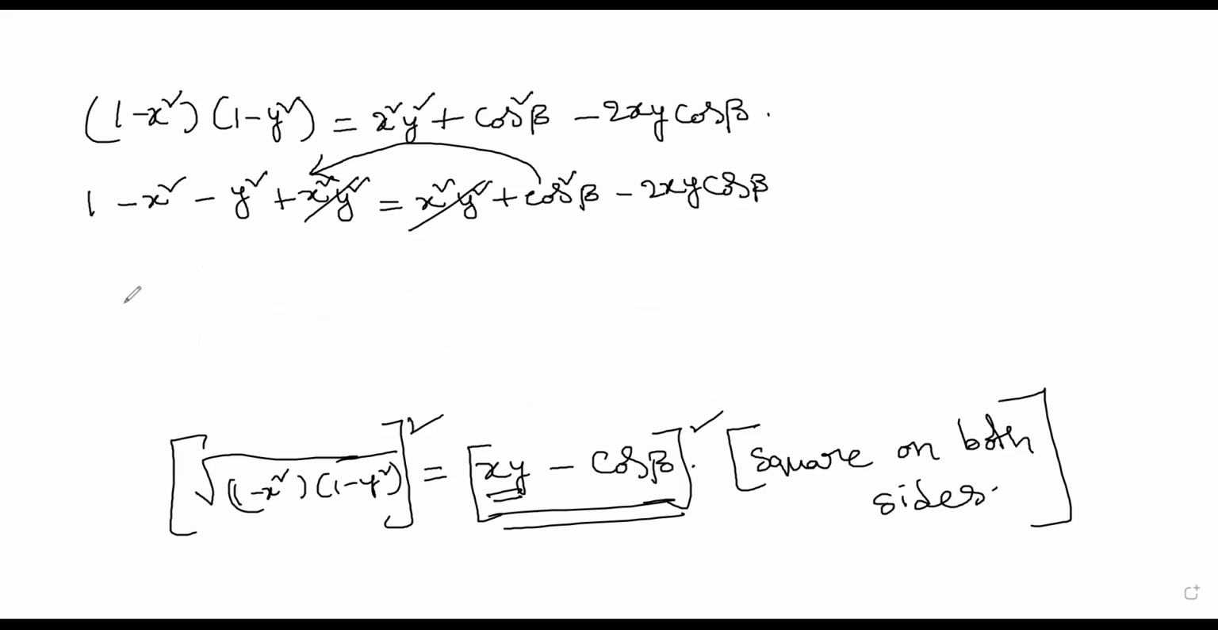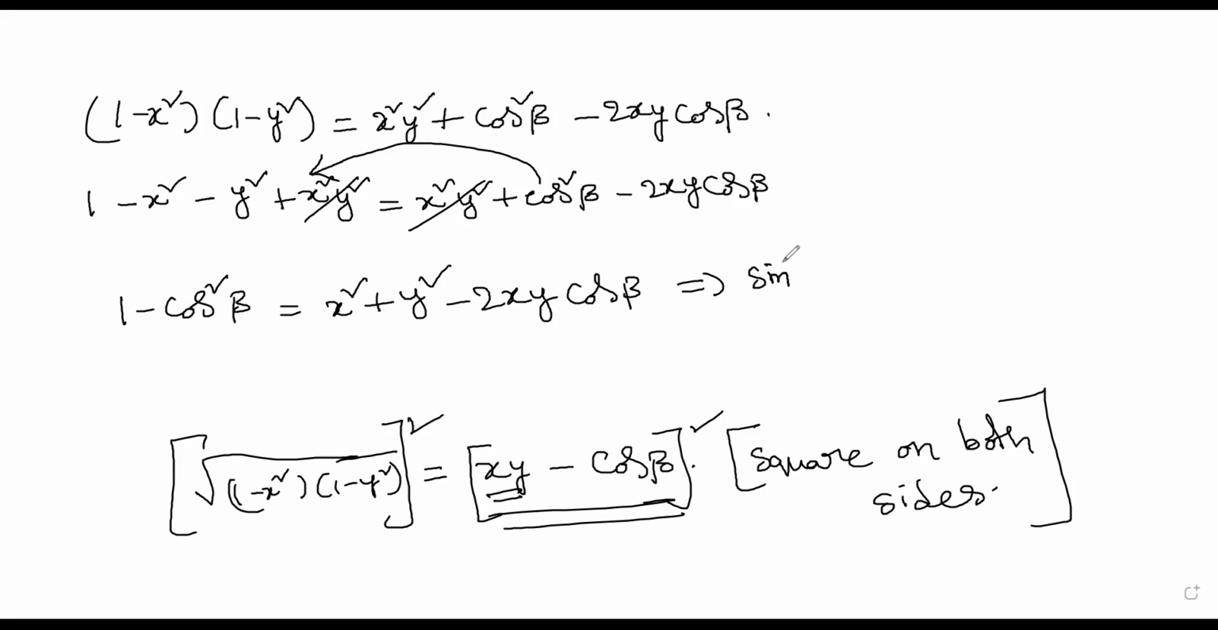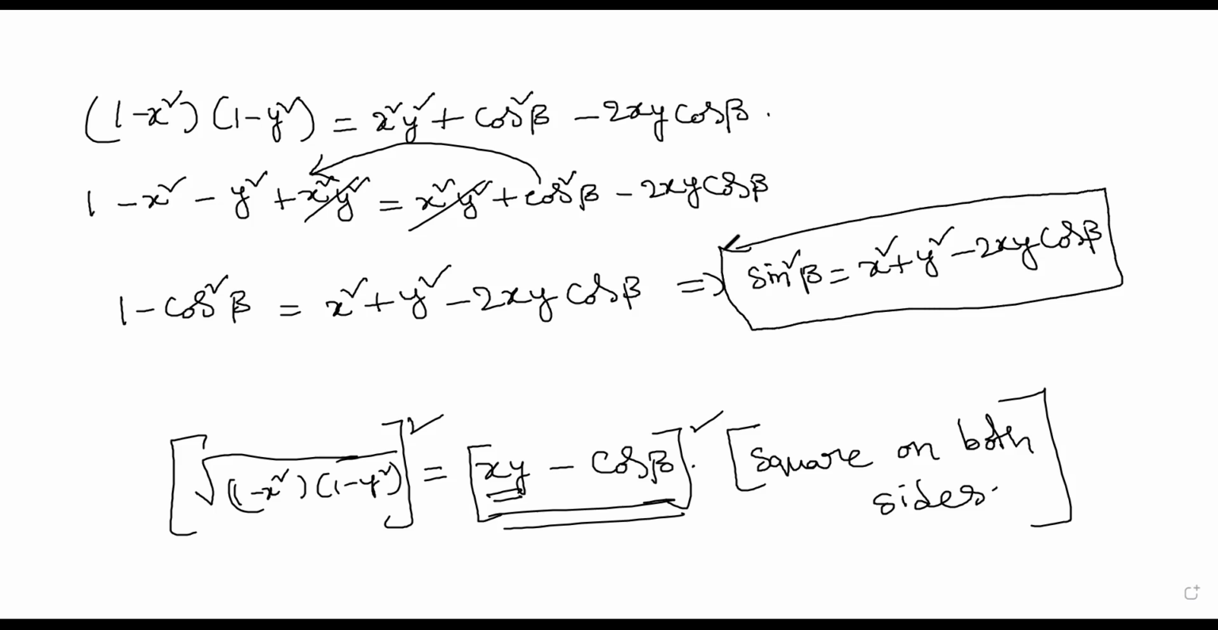So when you do that, you have 1 minus cos square beta happens to be x square plus y square minus 2xy cos beta. You have this, 1 minus cos square beta is sin square beta. So you have sin square beta happens to be x square plus y square minus 2xy cos beta. So anyway, you can prove that. The other method might be taking a little bit longer. I feel this is ultimately the short one. I thought that other one would take fewer steps, but this is taking fewer steps compared to the other ones.